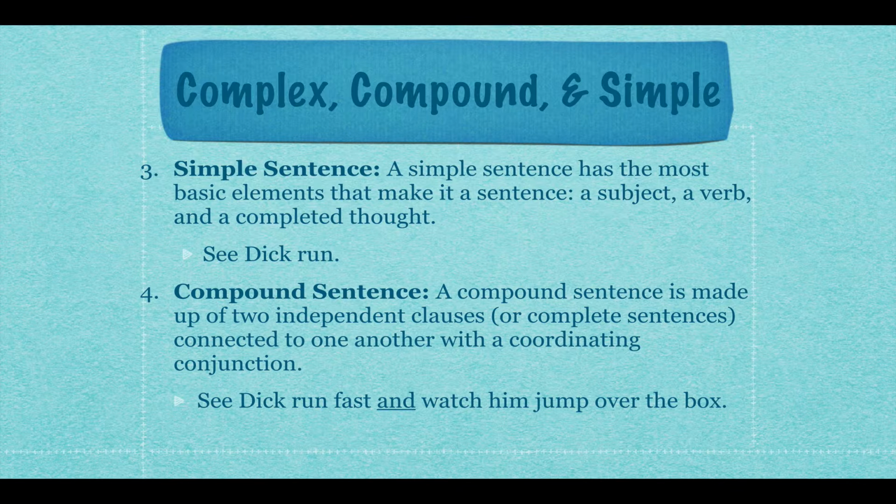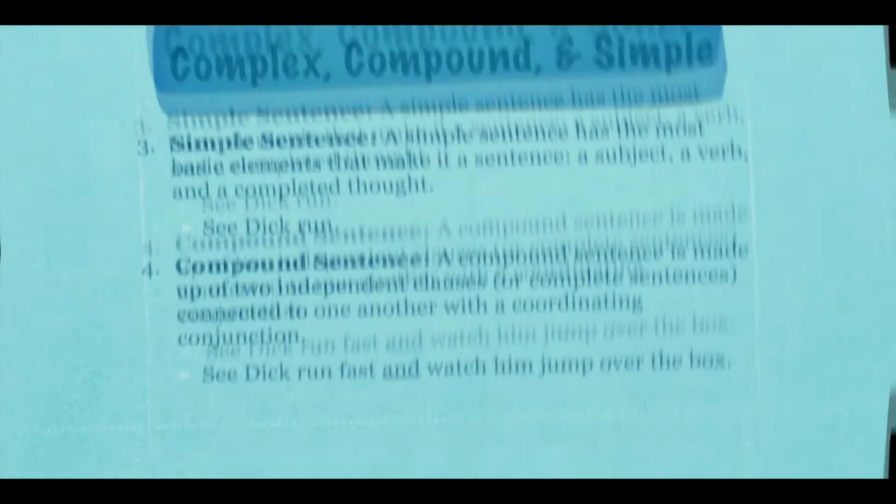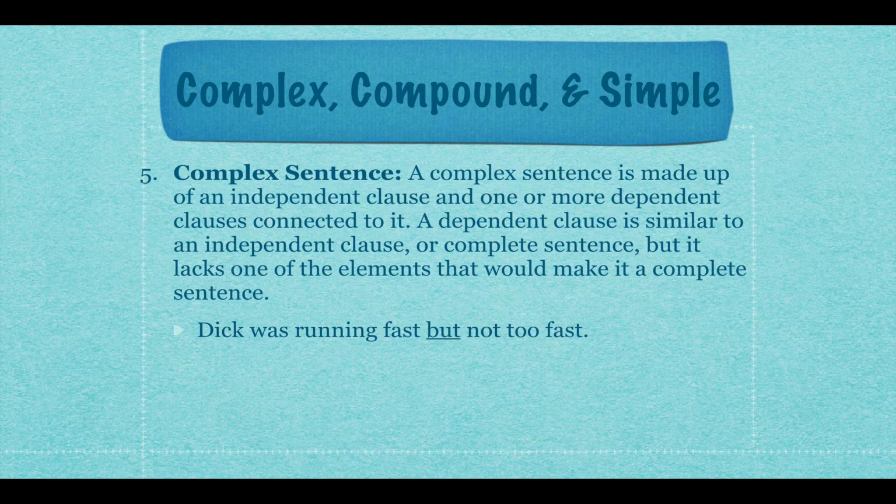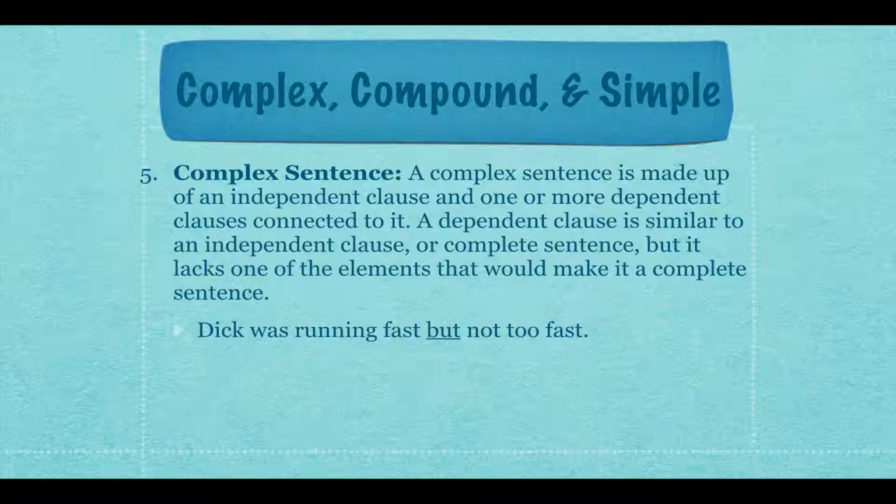So in addition to the simple and compound sentence, we can add to our repertoire of writing the complex sentence. And a complex sentence is made up of an independent clause and one or more dependent clauses connected to it, where a dependent clause is similar to an independent clause or complete sentence, but it lacks one of the elements that would make it a complete sentence. So let's look at a couple of examples. We could say, Dick was running fast, but not too fast. So there we're missing a complete part of that independent clause, which makes it rely fully on the first dependent clause to be a full and complete sentence.